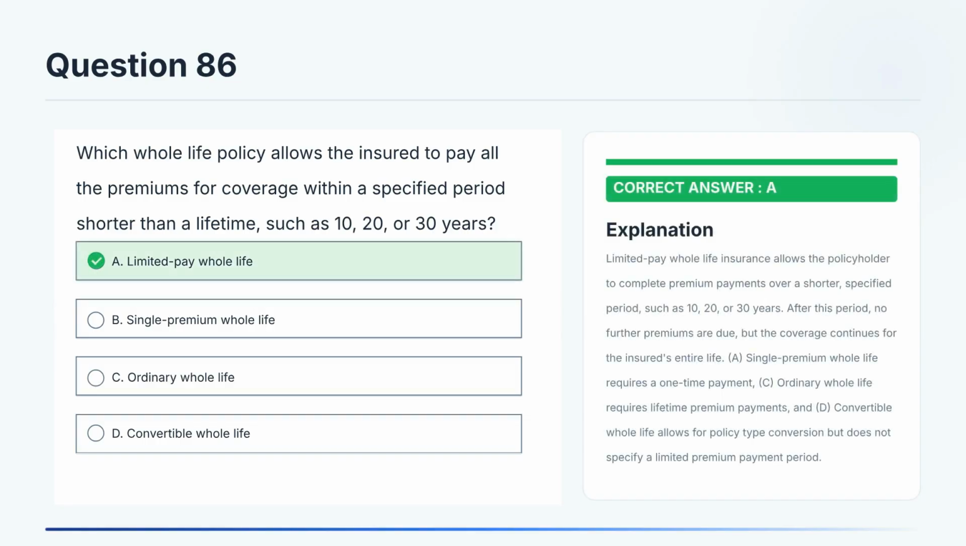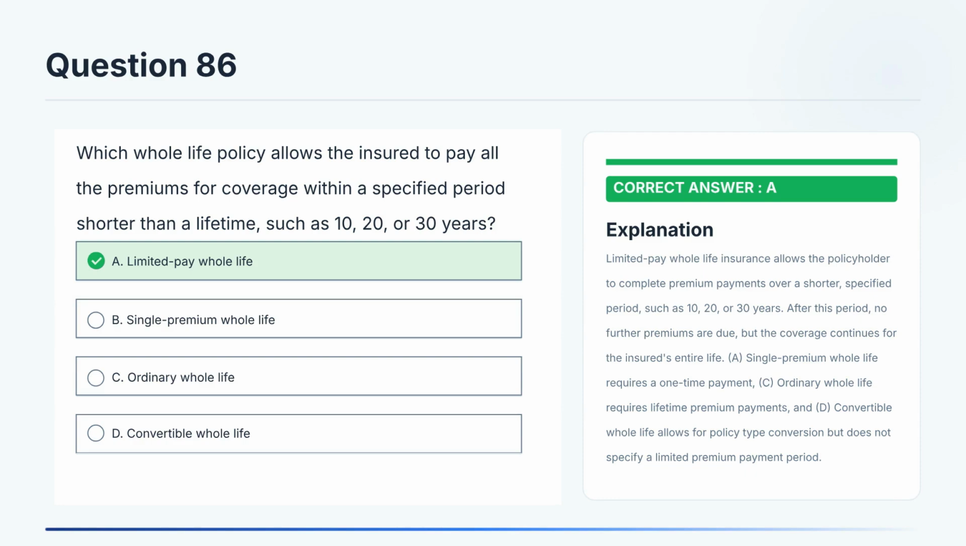The correct answer is A. Limited pay whole life. Limited pay whole life insurance allows the policyholder to complete premium payments over a shorter, specified period, such as 10, 20, or 30 years. After this period, no further premiums are due, but the coverage continues for the insured's entire life.